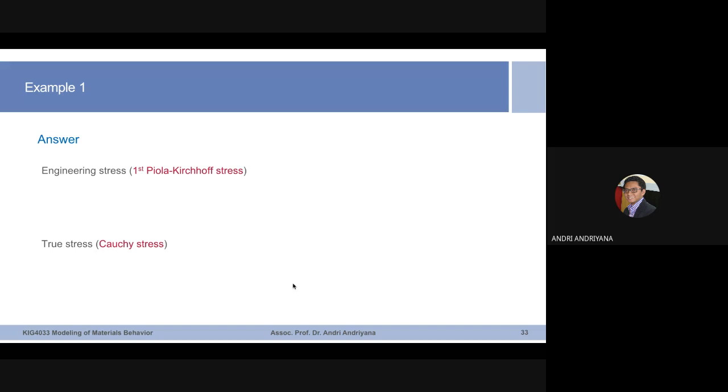All right, let's have a look, to start with, at how we compute engineering stress. Later on, when we deal with rubber elasticity, it is also called the first Piola-Kirchhoff stress. It is basically engineering stress, and the second one is true stress. What I'm going to do now is give you an example for engineering stress, and then I will ask you to do the true stress. So please pay attention to the engineering stress.